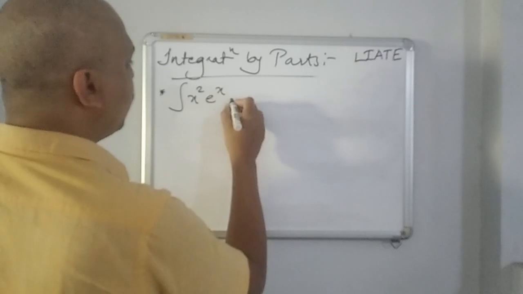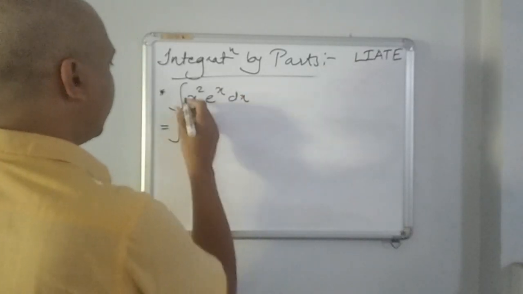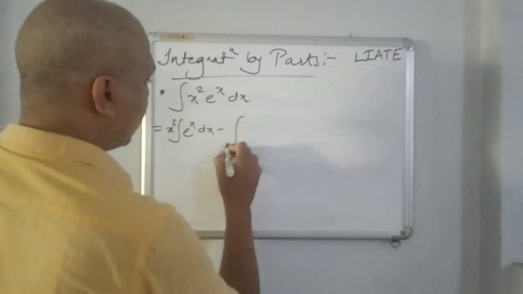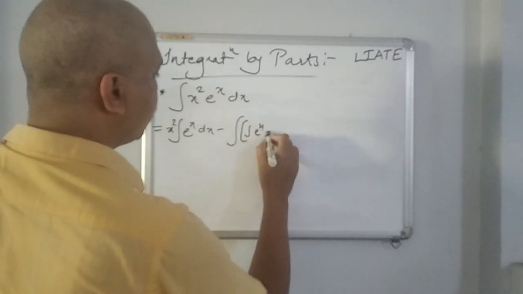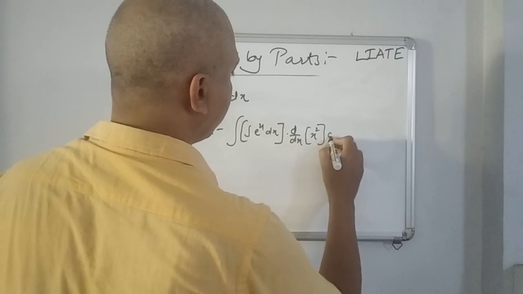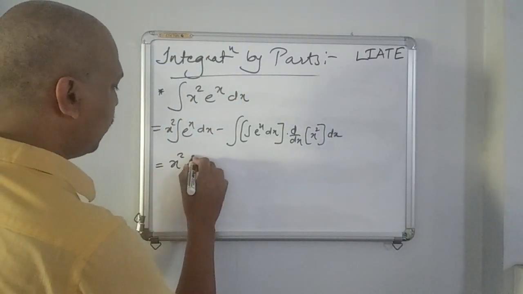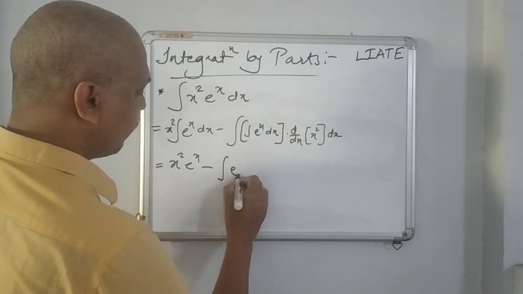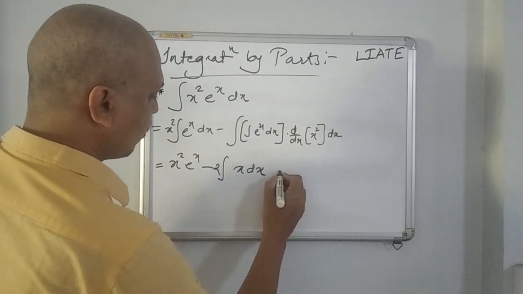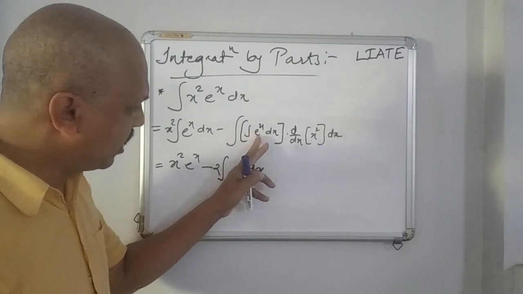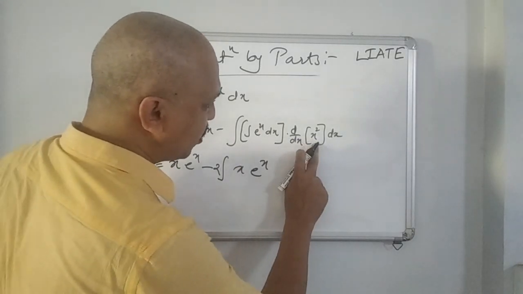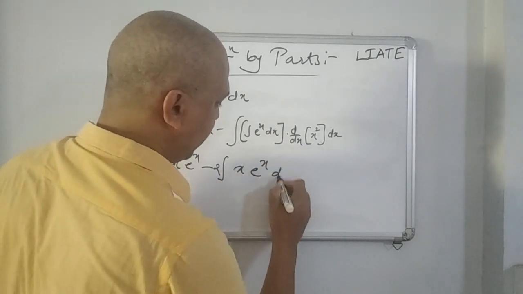Integration of x square into e raised to x into dx is equal to, I'll write x square here, into e raised to x into dx minus integration of e raised to x into dx into d by dx, derivative of x square, dx. This is equal to x square into e raised to x minus integration of e raised to x into x square the derivative 2x. I hope there is no problem with this. Integration of e raised to x is e raised to x. And the derivative of x square is 2x. So 2 constant is gone out. x into e raised to x dx.